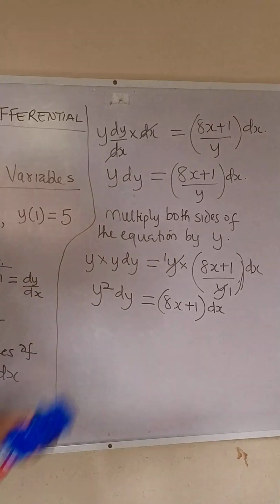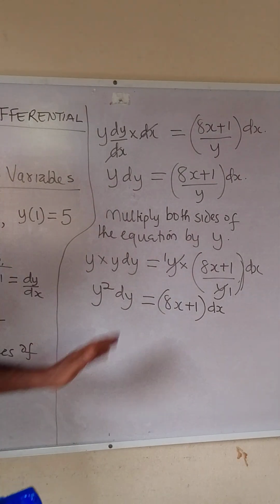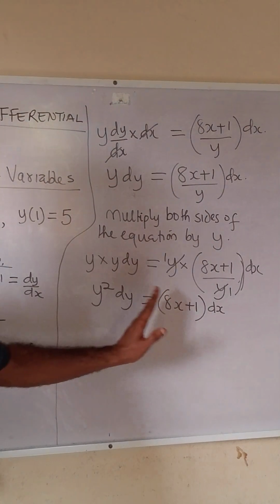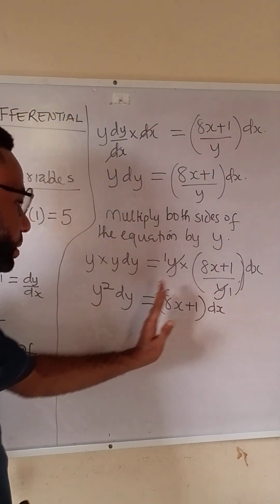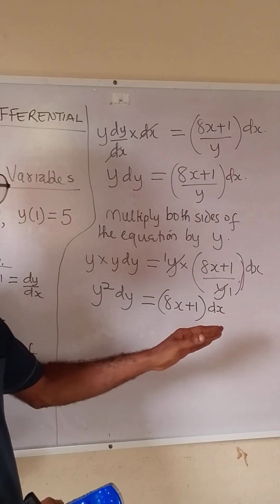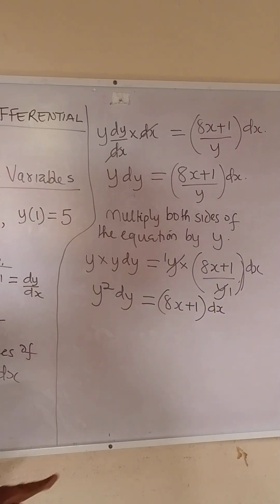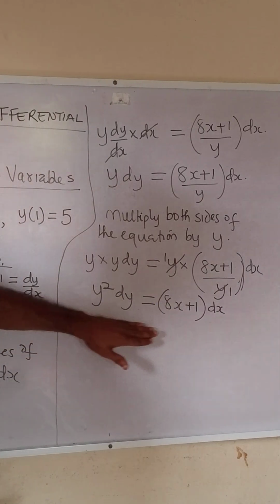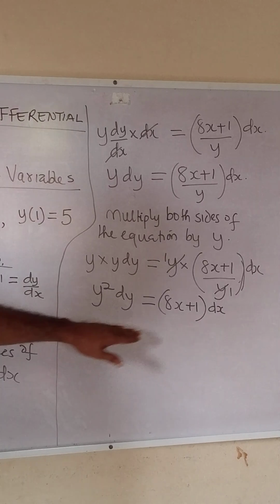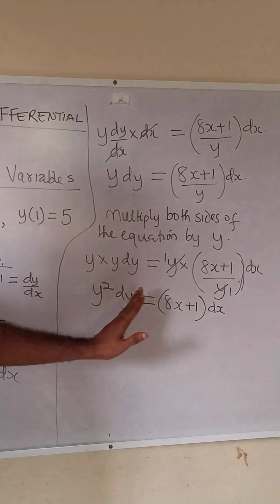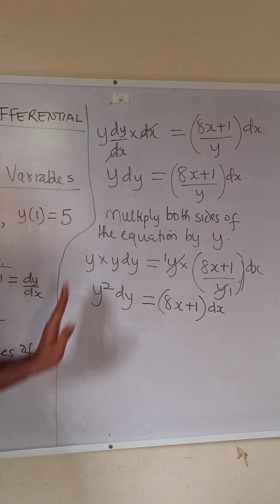So looking at this equation, you've been able to separate y. y dy is now taking the left hand side of the equation, and everything that has to do with x is taking the right hand side of the equation. So at this point, we can now use direct integration. We've been able to separate the variables at this point, because if you look at it, we have 8x + 1 dx on the right, and on the left hand side it is only y dy that we have.